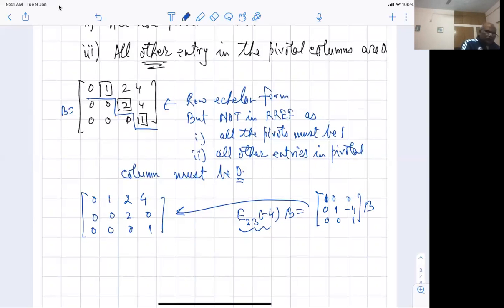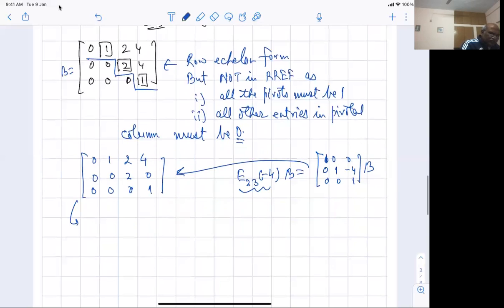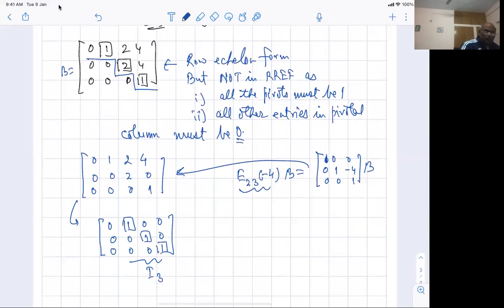You can do some more work on this and reduce it to 1, 0, 0; 0, 1, 0; 0, 0, 1. This is what you can get. So you can see that I3 comes into play, and these are the pivots that you have. So this is in RREF.